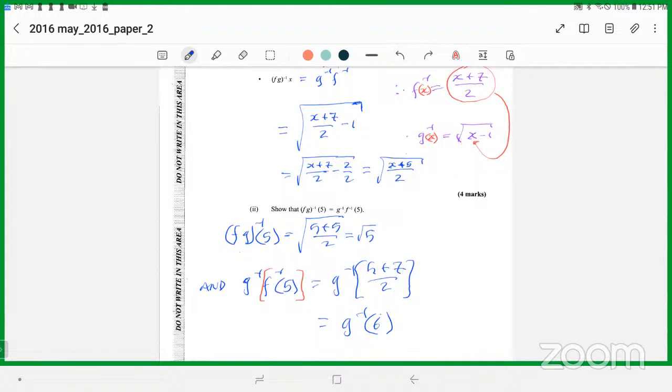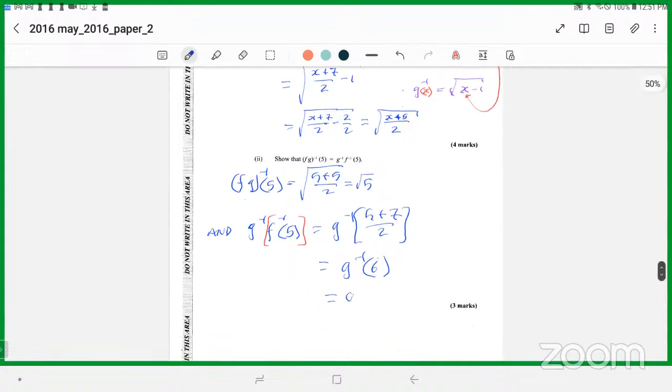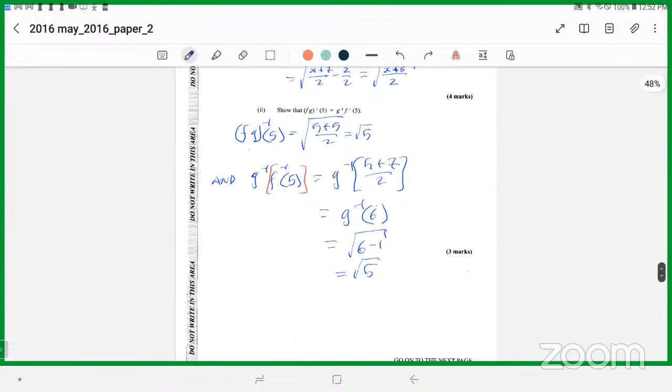And so it becomes, sorry, put in the g to the minus 1, don't put the f back. We're going to just plug the 6 into the g to the minus 1 function. We're going to get the square root of 6 minus 1, which is the square root of 5, same as this one. So both of them equal square root of 5. So therefore we have shown that this equals square root of 5.